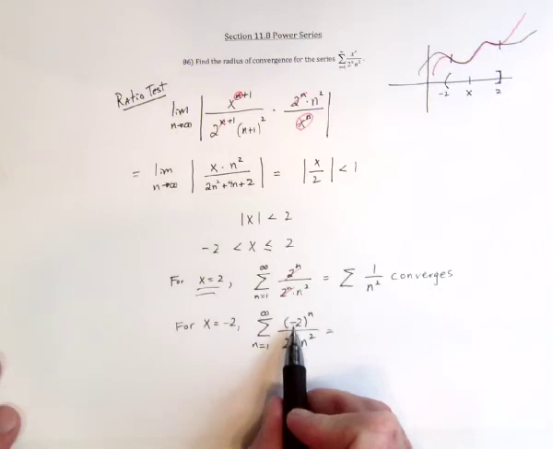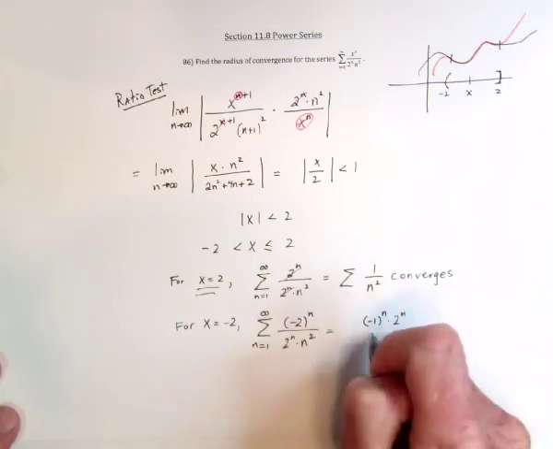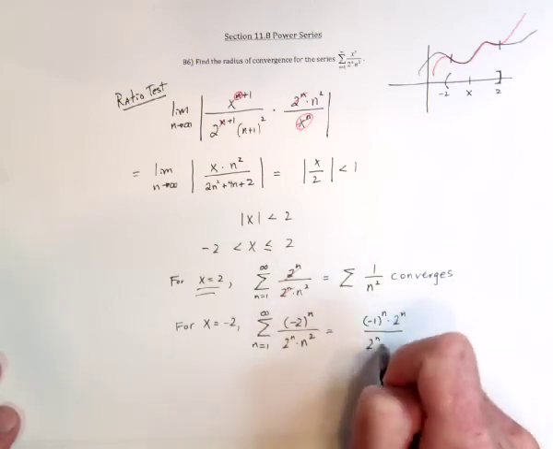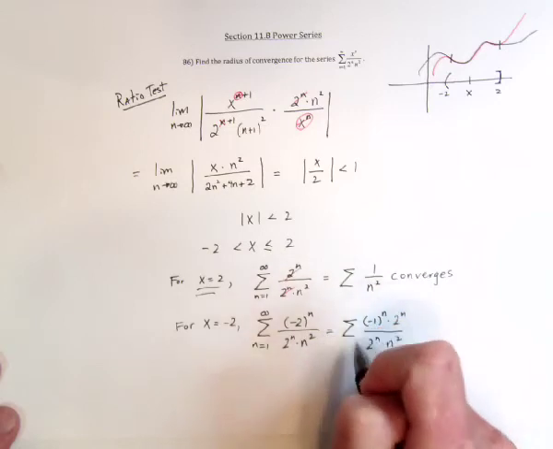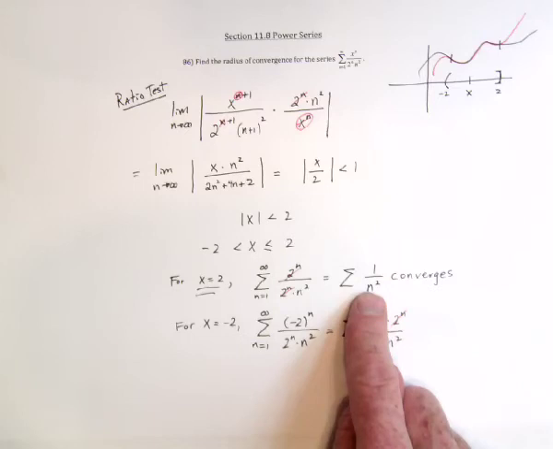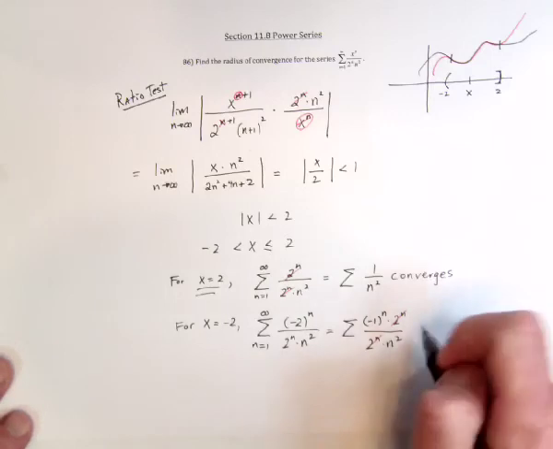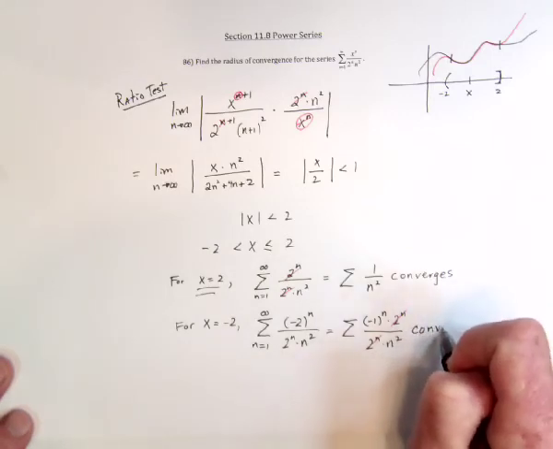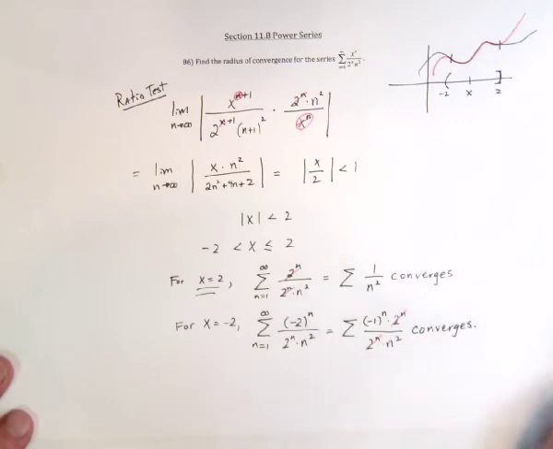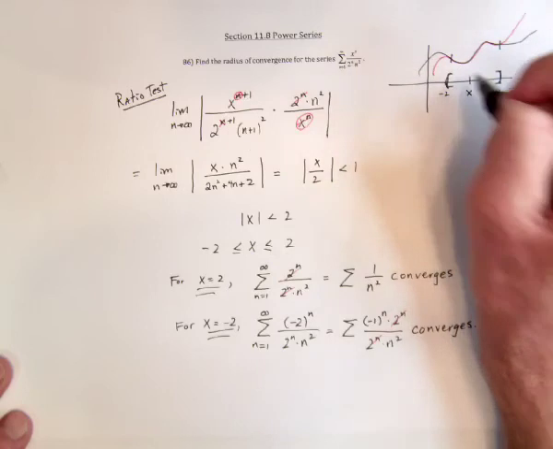What you could do is factor out the negative 1 to the n and 2 to the n. And then, just like the other one, the 2 to the n's will cancel. Now it's an alternating p-series. Well, if this one with all positive values converges, then this one that alternates positive, negative, it's also going to converge. In fact, it's even going to converge to a smaller value and converge faster. So that means that should also have x equals negative 2 as a possibility.